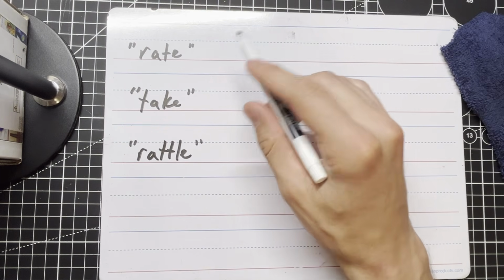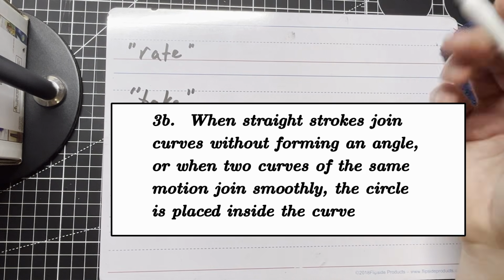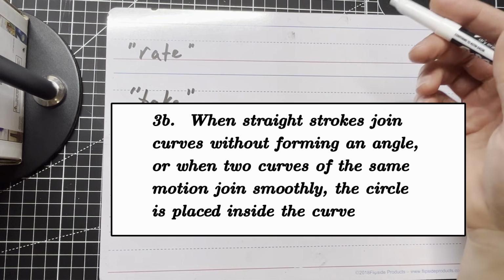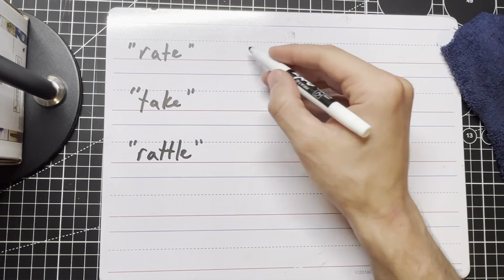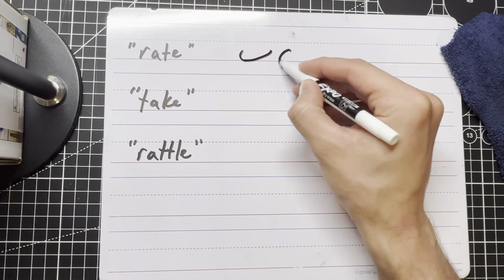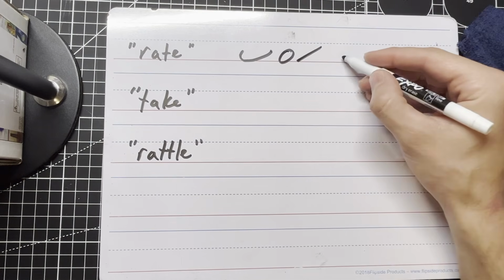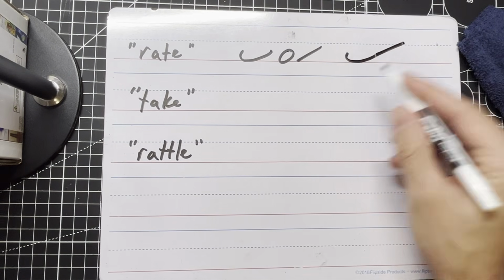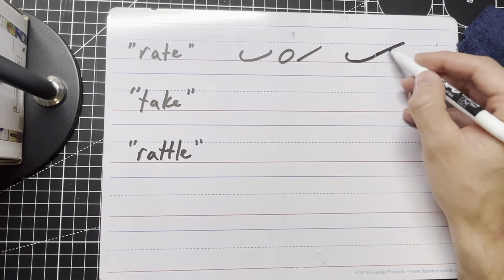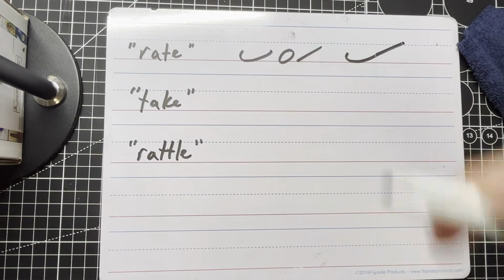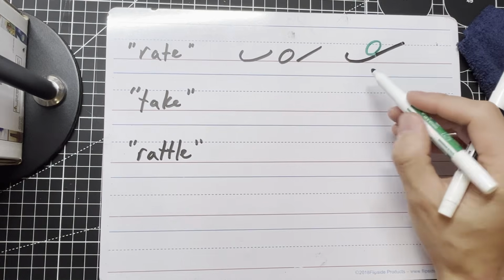Okay, on that same theme, the next thing you might encounter related to rule number 3 is when straight strokes join curves without forming an angle, or when two curves of the same motion join smoothly. In that case, the circle is placed inside the curve. For example, we have the word rate, R-A-T. If you are joining two consonants, a curved stroke and a straight stroke, and they effectively don't form an angle, you are just putting the loop inside the curve of the curved stroke. So rate would be here.